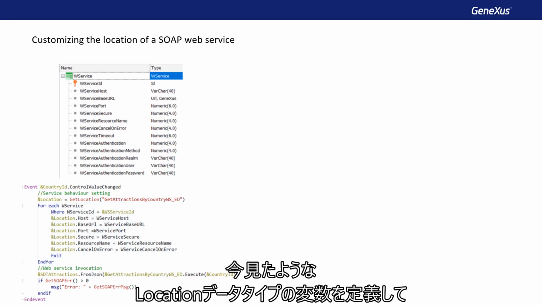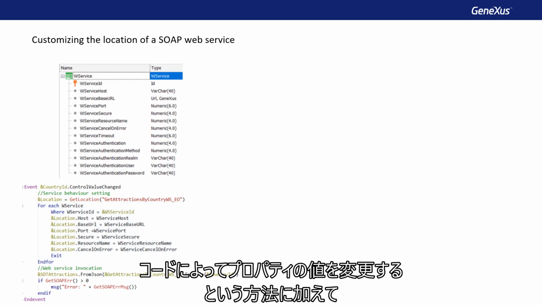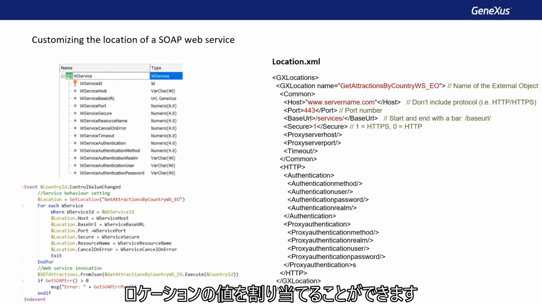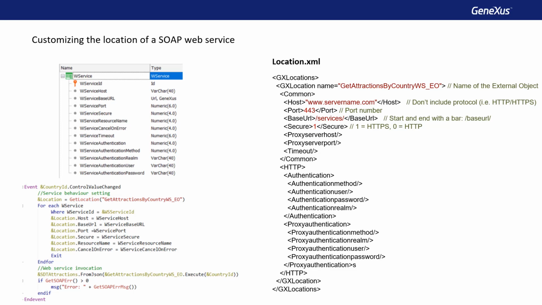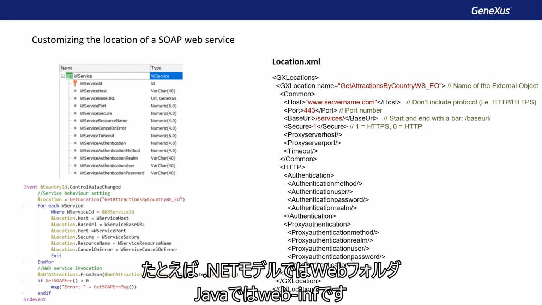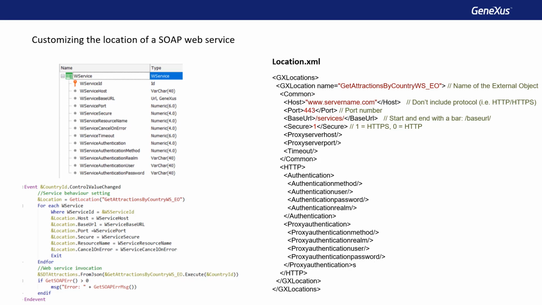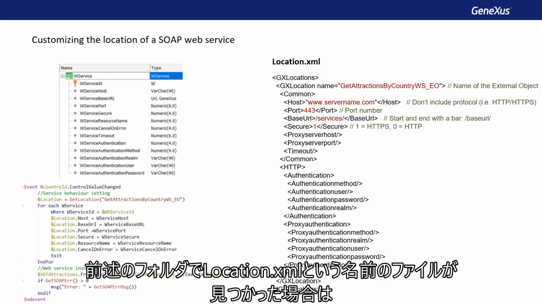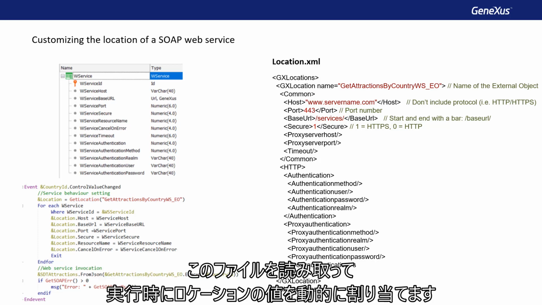In addition to defining a variable of the location data type and changing the values of its properties by code as we've just seen, another way to assign the values of a location is by using a location.xml file that we place in the web folder of our target environment. For example, the web folder in a .NET model or web.inf in Java. When GeneXus compiles the application, if it finds a file named location.xml in the folder mentioned above, it reads it and assigns the location values dynamically at runtime.